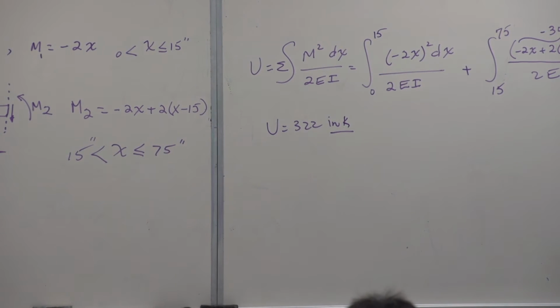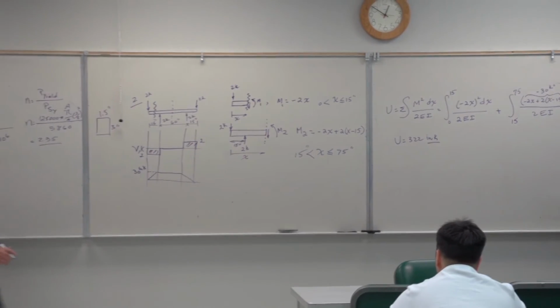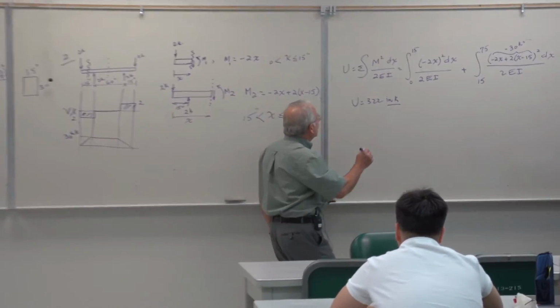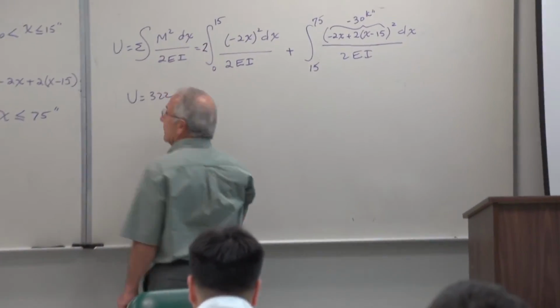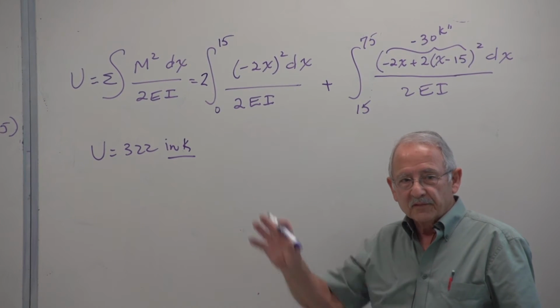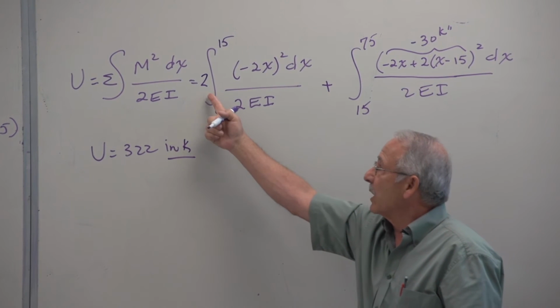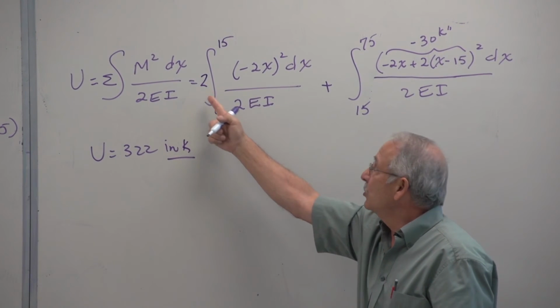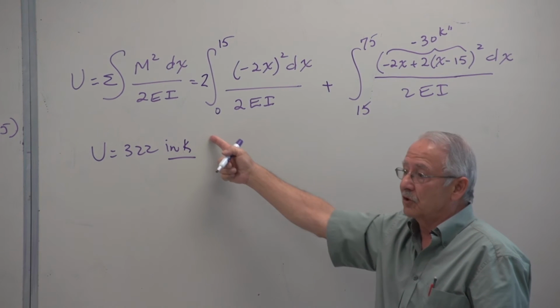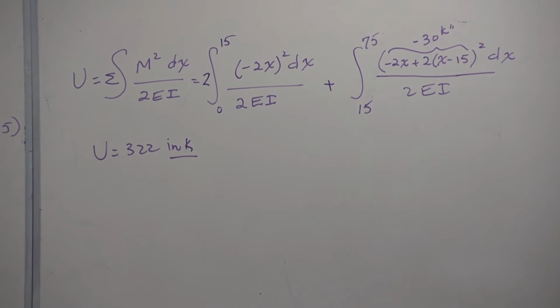Any questions? It's also from 75 to 90 as well, right? Yes, thank you. Therefore, put a 2 there. The portion on the left and the portion on the right store the same amount of energy. So 2 times this first integral plus that. Thank you for that. Any questions?